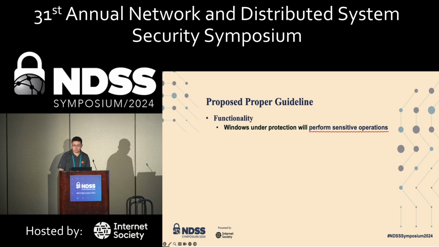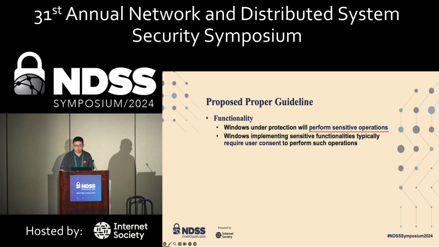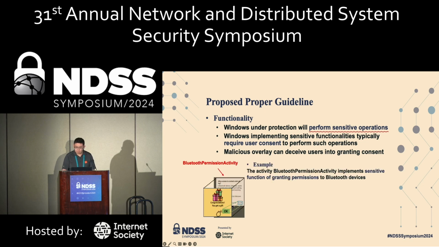In the aspect of functionality, we uncover that the windows under protection will perform sensitive operations. Windows that implement sensitive functionalities, such as permission management, typically require user consent to perform such sensitive operations. Malicious apps can exploit overlays to deceive users into granting the consent, resulting in security consequences. Therefore, these windows need protection against the overlay attack. For example, the activity BluetoothPermissionActivity implements the sensitive function of granting phone book read permission to connected Bluetooth devices.